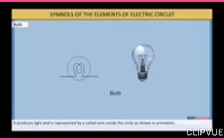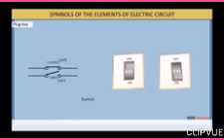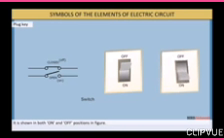Bulb. It produces light and is represented by a coiled wire inside a circle as shown. Connecting wire. The connecting wire is represented by a straight line. It is usually made of copper and provided with insulation. Plug key. A plug key is an electric switch. It is shown in both on and off positions in the figure.